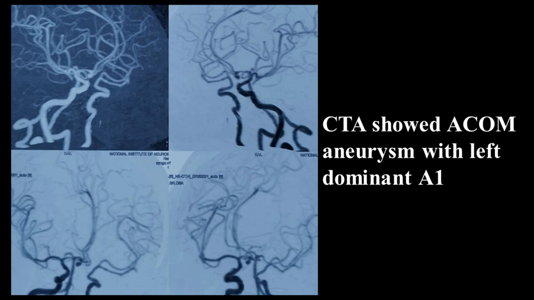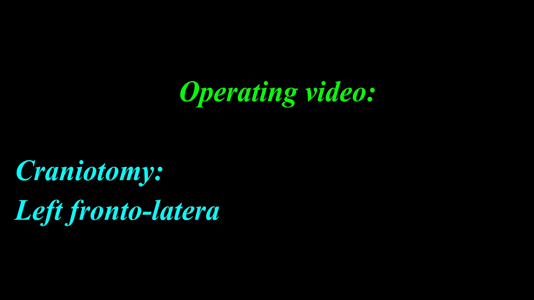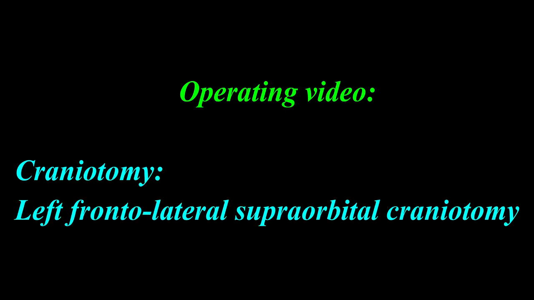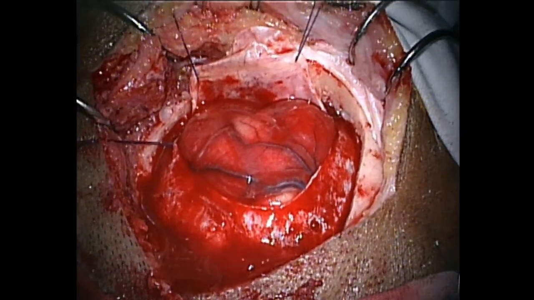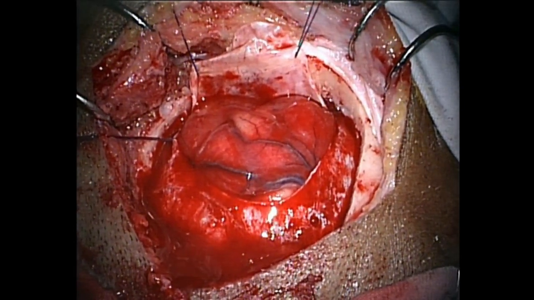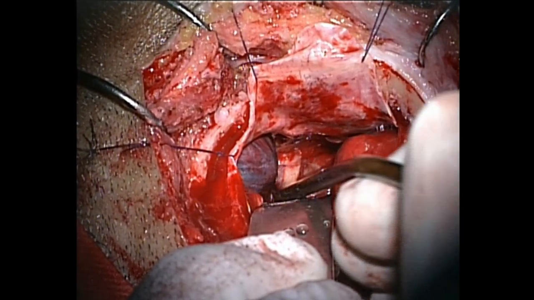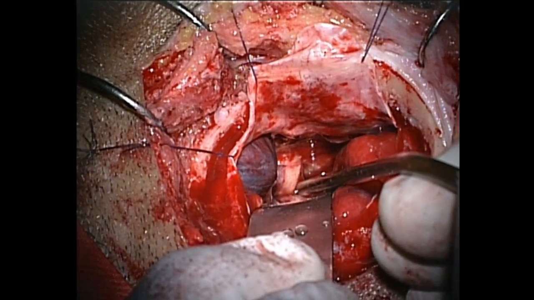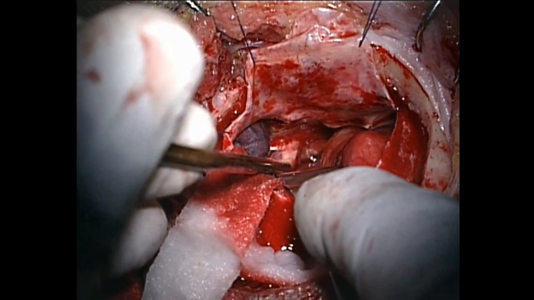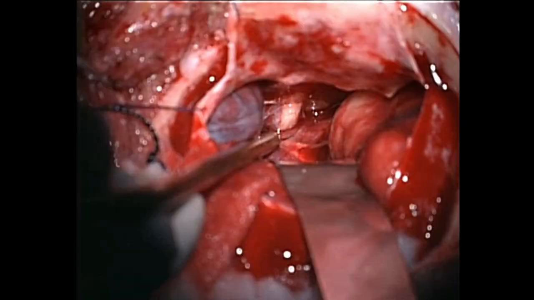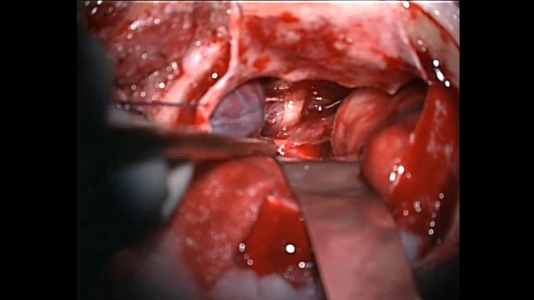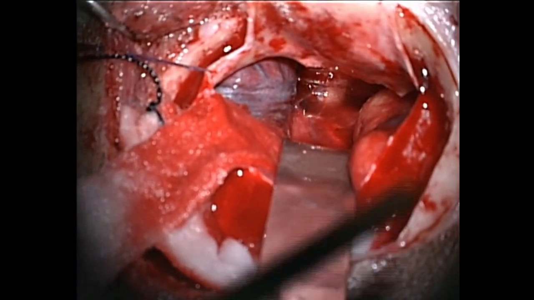Under general anesthesia, in supine position, with the head turned towards the right side about 60 degrees, keeping the zygoma at its highest point, a left frontolateral supraorbital craniotomy was done. After craniotomy, the dura was opened with its base towards the frontal base. Using a subfrontal approach, we reached the opticocarotid area to drain some CSF to make the brain slack.